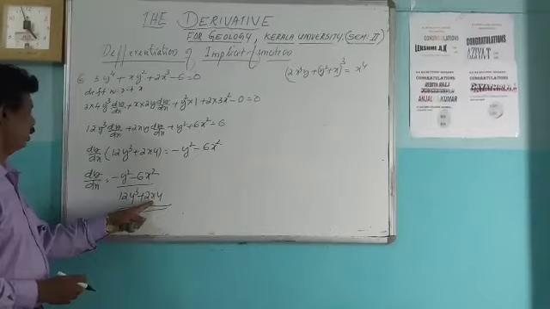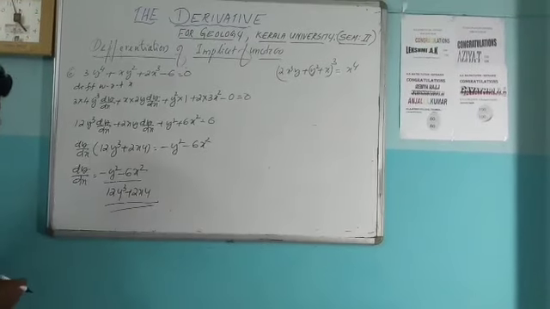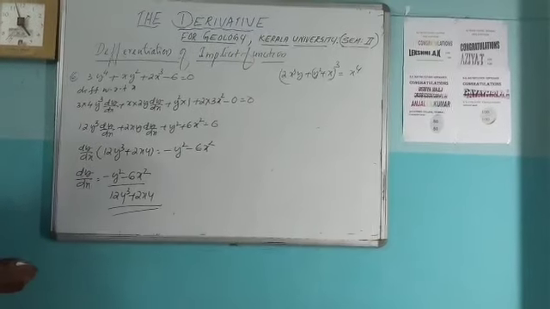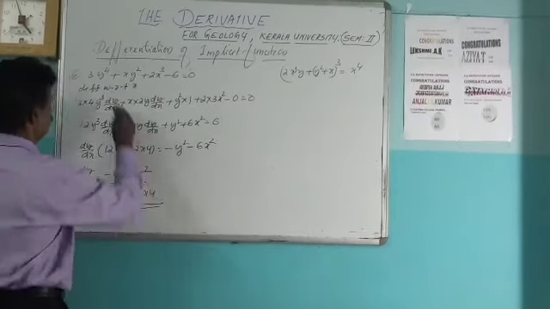Here 12x is taken, 2xy, no, y plus y square. Okay, that is its answer. Clear? Yes. Pass the next problem. Next problem.